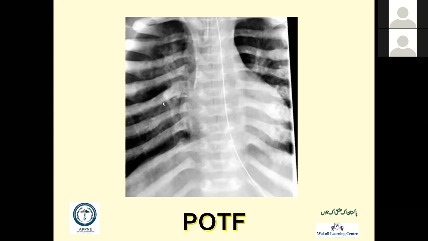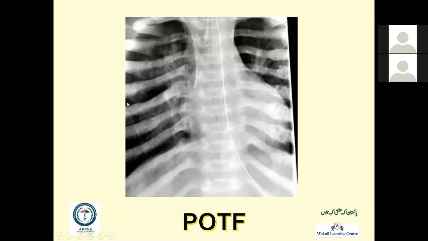The classical feature of child abuse is there are various stages of healing. Yes, various. So there's healing fracture, callus. But there's a new fracture. So there are new fractures, old fractures, and healing fractures. Yeah, this is classical child abuse. So what is the next investigation you will do?